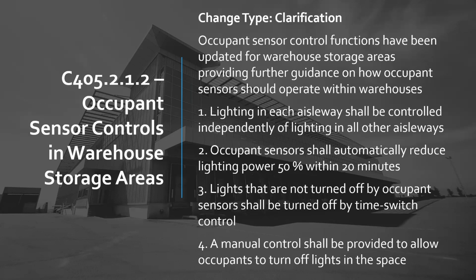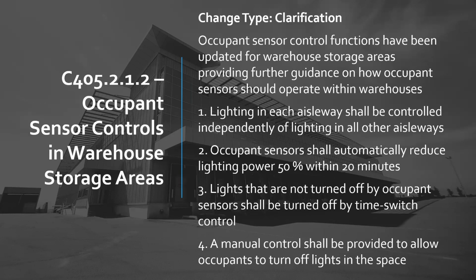Sometimes dimming them is harder to do depending on what kind of luminaires are being used. It's easier just to put them on different circuits and have half of them turn off. So occupant sensors shall automatically reduce the lighting, and then lights that are not turned off by occupant sensors shall be turned off by a time switch control.